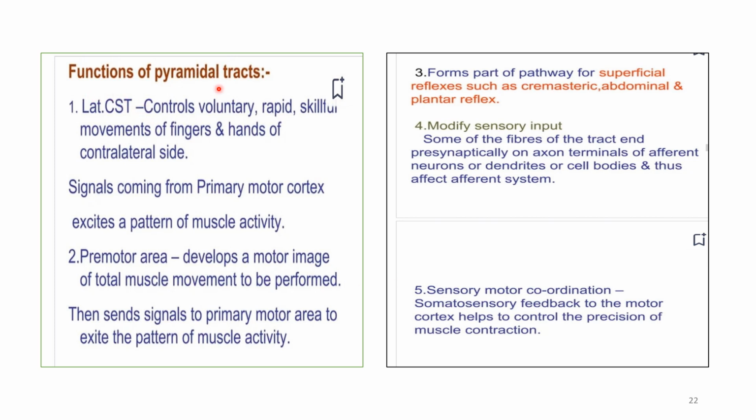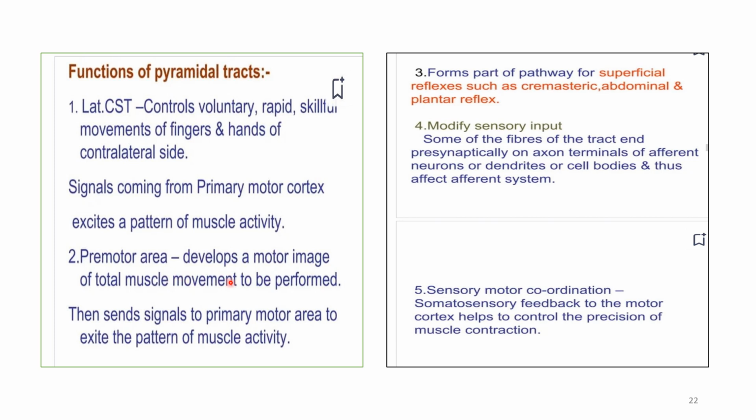Next, coming to functions of the pyramidal tracts. The lateral corticospinal tract controls the voluntary, rapid and skillful movements of the fingers and hands of the contralateral side. Signals coming from the primary motor cortex excite a pattern of specific muscle activity. The premotor area develops a motor image of the total muscle movement to be performed. Then it sends signals to the primary motor area to excite the pattern of muscle activity.